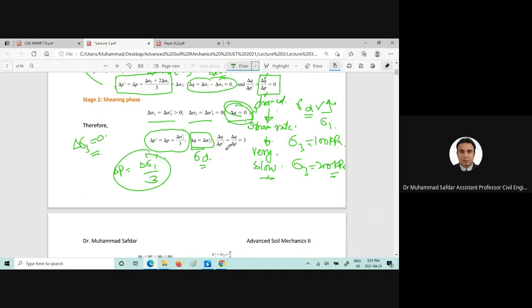Now, if you want to find the ratio between delta Q and delta P, we can write delta Q is equal to 3 into delta P, or Q is equal to 3P, which will help us in the stress path as well.